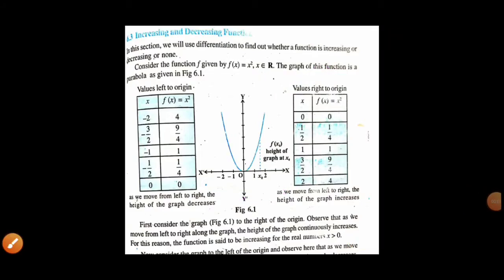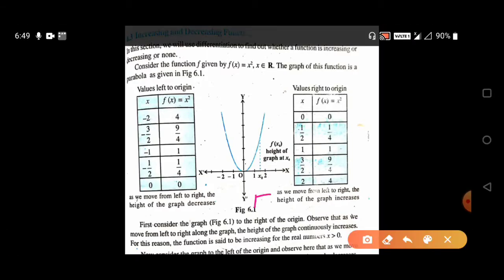Now if we consider an interval, suppose the closed interval 0 to 1, then see, in this interval 0 to 1, this graph is increasing, this graph is going upward. If we consider the interval -1 to 0, then the graph is coming downward, so the graph is decreasing. In this way we will use differentiation to find out whether the function is increasing or decreasing.